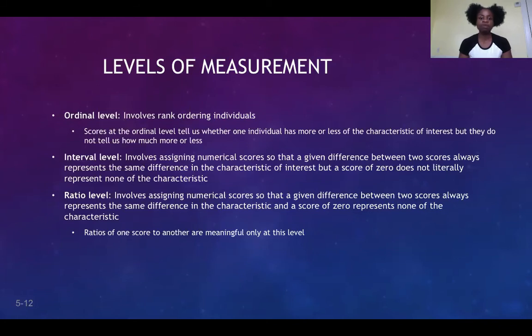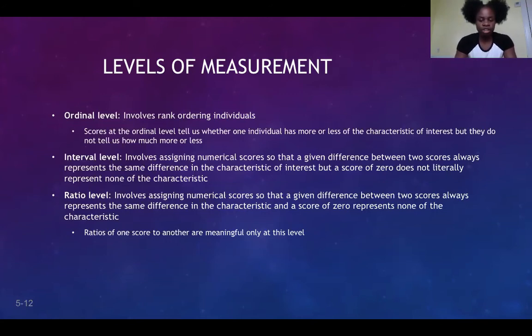Interval level measurements involve assigning numerical scores so that a given difference between 2 scores always represents the same difference in the characteristic of interest, but a score of 0 does not literally represent none or 0 of the characteristic. An instance here would be measurements of heat, like using the Celsius scale or the Fahrenheit scale.